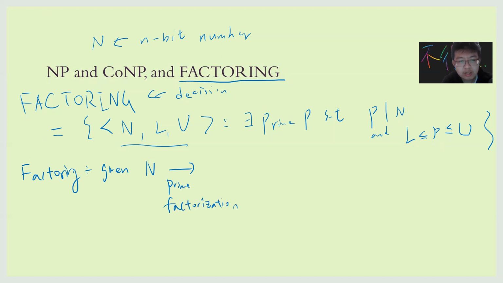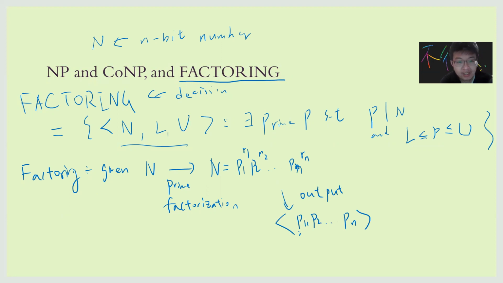Any positive integer has a unique prime factorization up to the order, up to permutation, because the integers form a unique factorization domain. So you need to return n equals p1^r1, p2^r2, up to pn^rn. Usually in this factoring search problem, we only require that you output the distinct prime factors p1, and so on. So these are two factoring problems, and first I want to show that they are actually related.